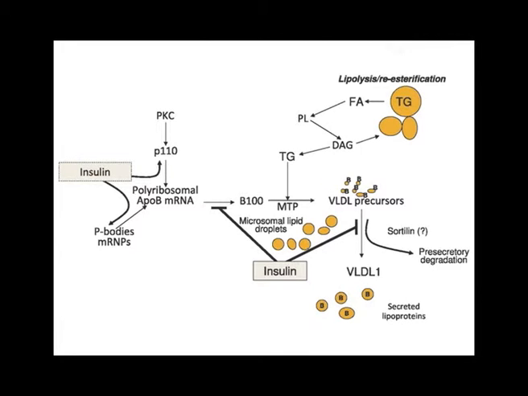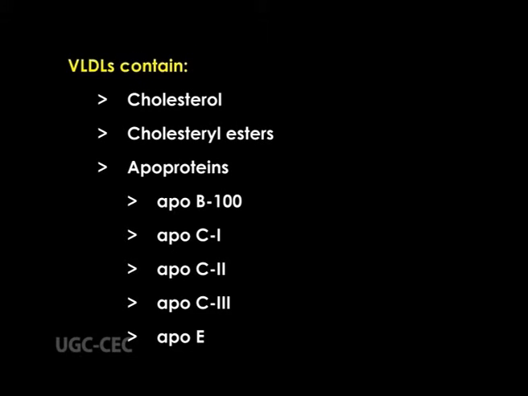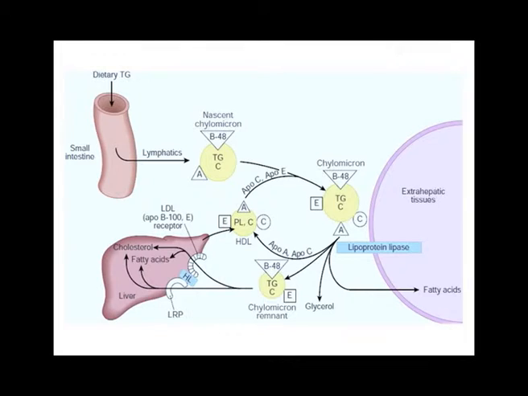VLDLs are therefore the molecules formed to transport endogenously derived triglycerides to extrahepatic tissues. In addition to triglycerides, VLDLs contain some cholesterol and cholesterol esters, and the apoproteins ApoB100, ApoC1, ApoC2, ApoC3, and ApoE. Like nascent chylomicrons, newly released VLDLs acquire ApoCs and ApoE from circulating HDLs.